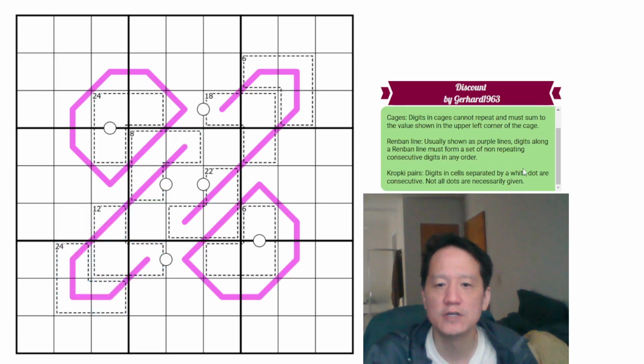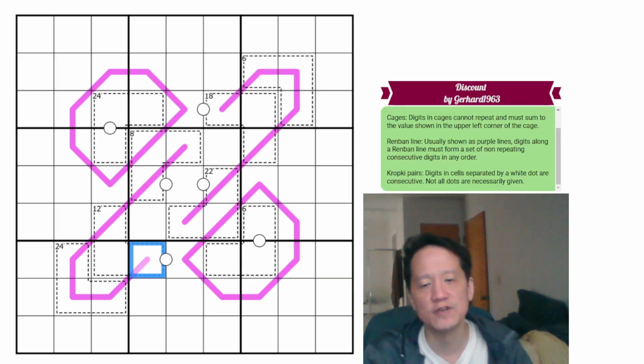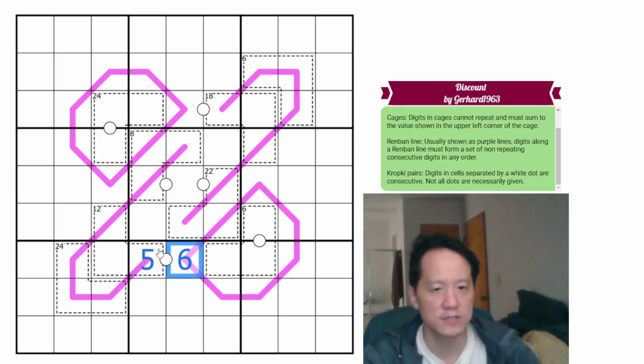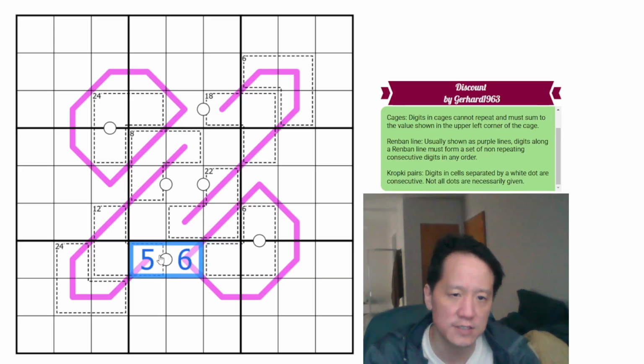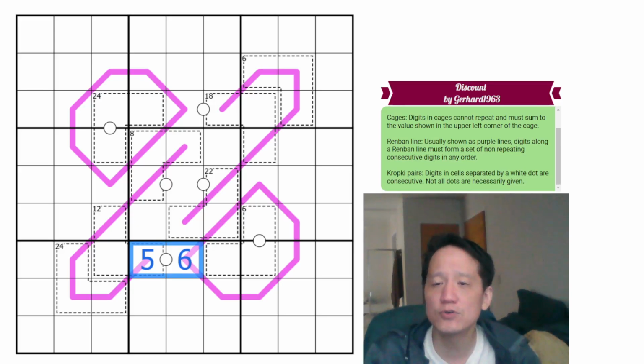Kropke pairs. Digits set in cells separated by a white dot are consecutive, and not all dots are necessarily given. So, for example, if this were a 5, this would have to be a 4 or a 6 to make sure that these cells are consecutive. And that's how Kropke pairs work, specifically white Kropke pairs. There's also a variant called black Kropke pairs, but it's not used in this puzzle. And those are all the rules.